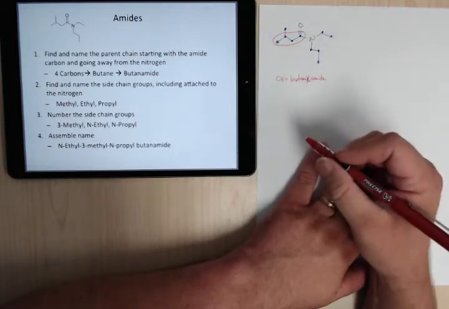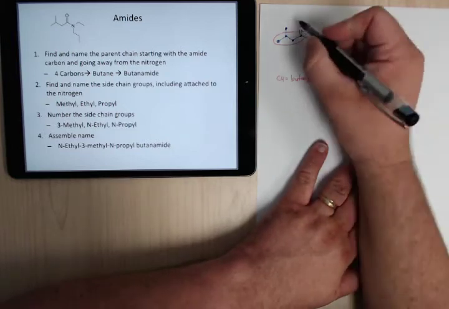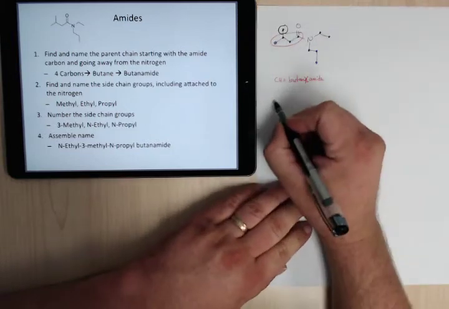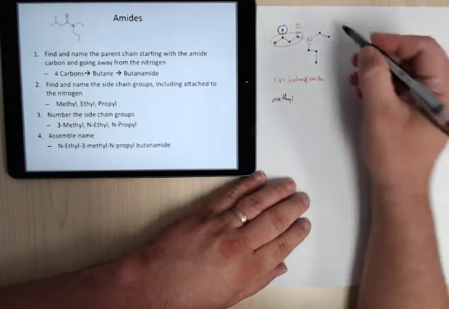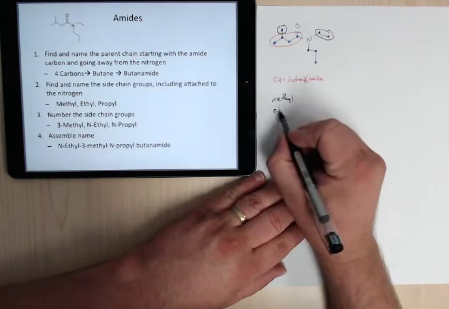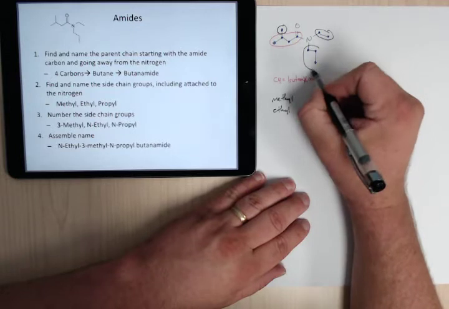So it's butanamide. Now, as far as the side chains go, we've got this one here, we have a methyl, and then we have this ethyl, and then we have a propyl.